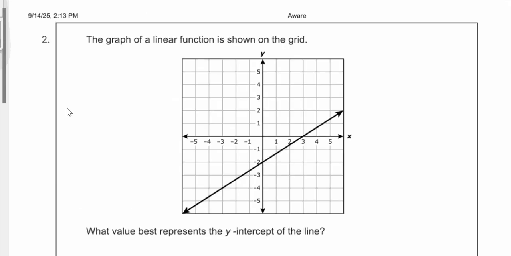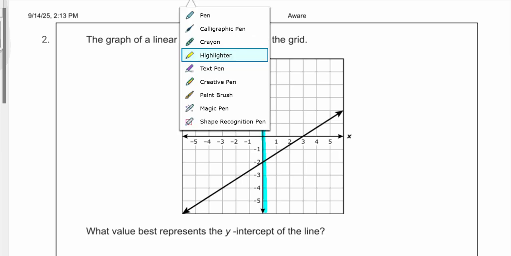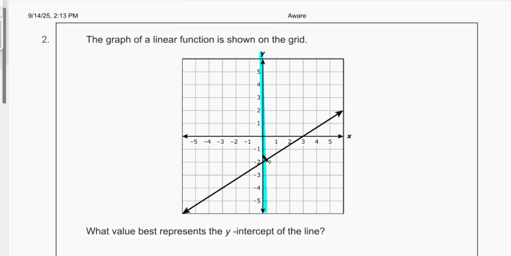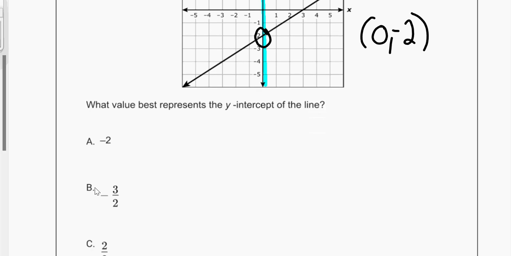Okay, number 2, the graph of a linear function is shown on the grid. What value best represents the y-intercept of my graph? So my y-intercept, that means I need to be looking along my y-axis. And the value where the line crosses on my y-axis is my y-intercept, which would be (0, -2). So my y-intercept is A.